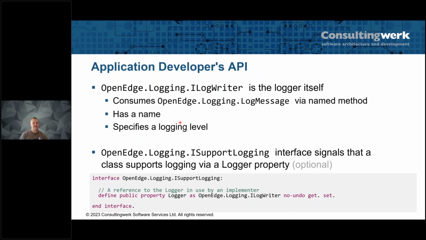So as I noted, this interface, this ILogWriter, that's the logger itself. And it has a couple of important things. Firstly, it has a name. They all have names. And it specifies a logging level. So it's an object instance, and it has a name and a log level. Those named methods are used for writing messages.